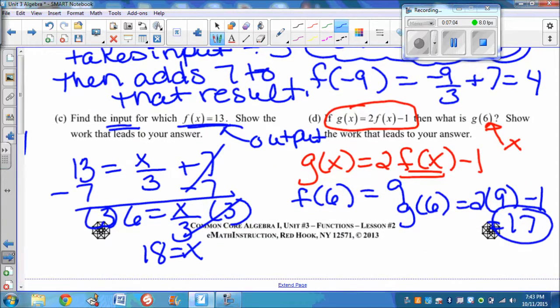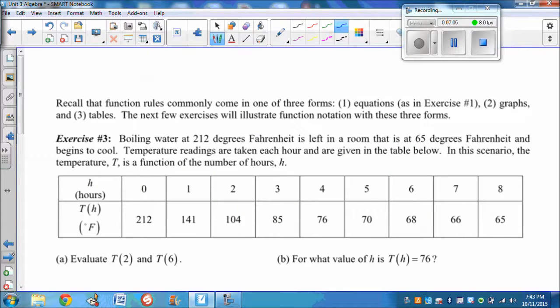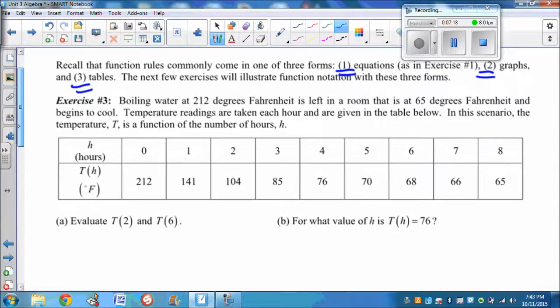Go ahead and flip the page. It says, recall that function rules commonly come in one of 3 forms. Equations, which we did in exercise 1, graphs, and tables. So the next couple examples we're going to spend on graphs and tables.